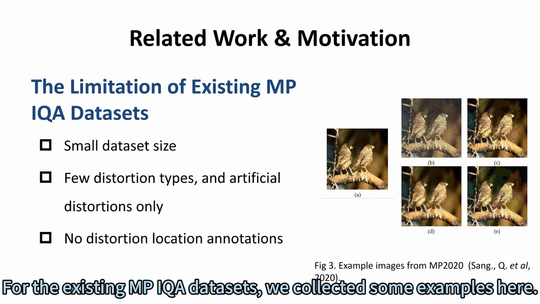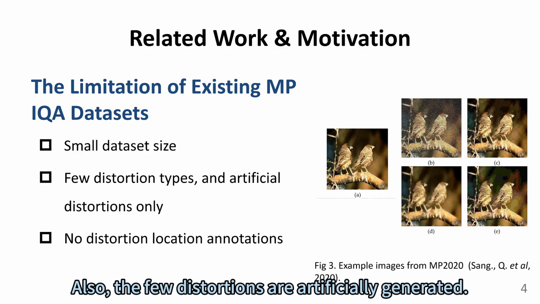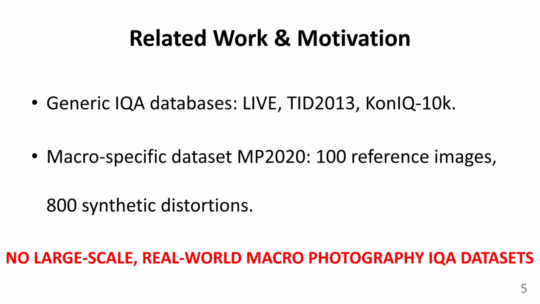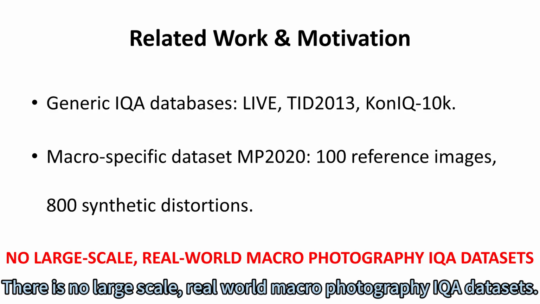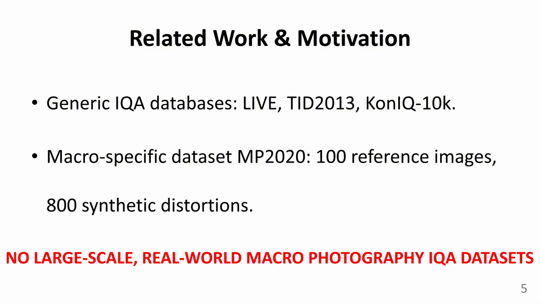For the existing MP IQA datasets, we collected some examples here. Firstly, it's a small dataset with only 100 images. Also, the few distortions are artificially generated, and there is no location annotation about distortions. So we can see that there is no large-scale real-world macrophotography IQA dataset. That's the motivation of conducting our work.